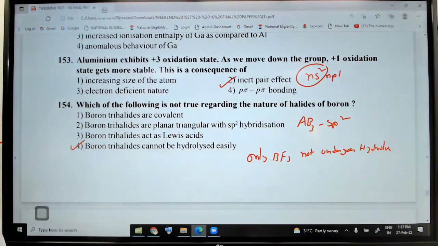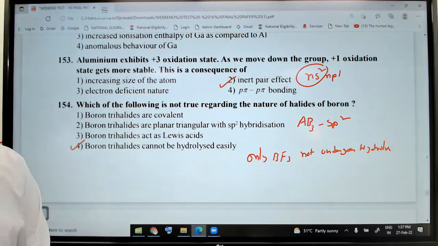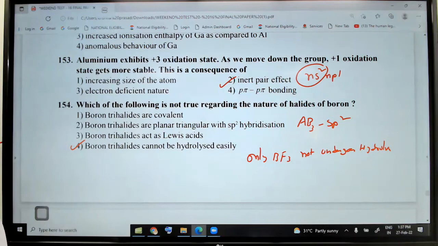NCERT line, you can check it. Among the boron trihalides, only BF3 cannot undergo hydrolysis. The remaining can easily undergo hydrolysis.